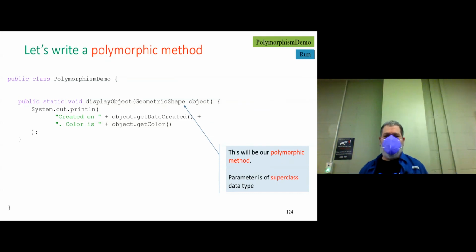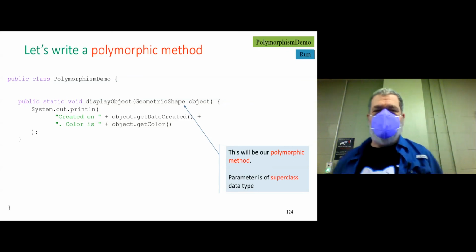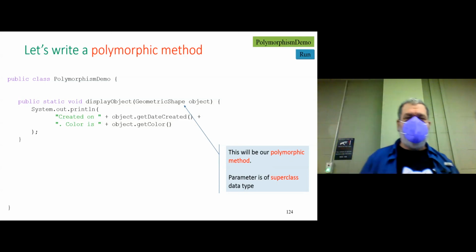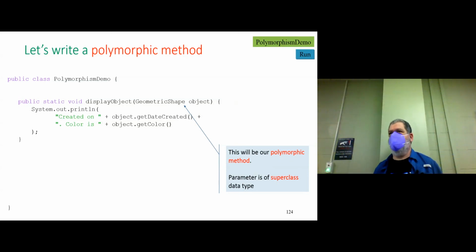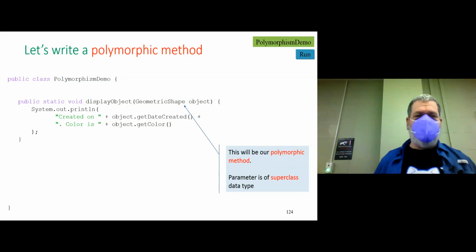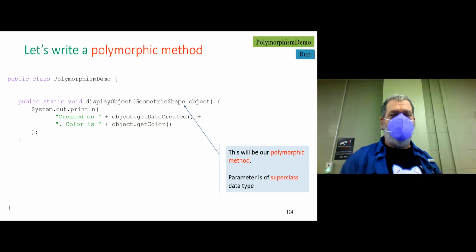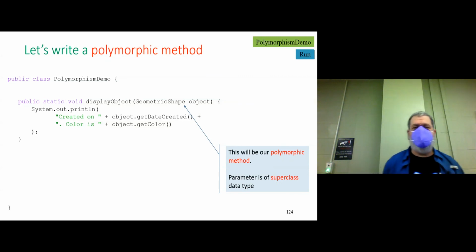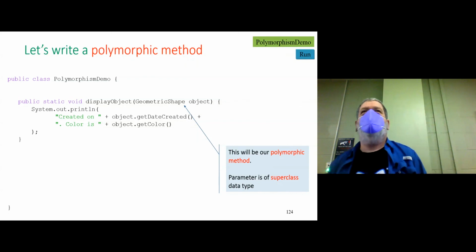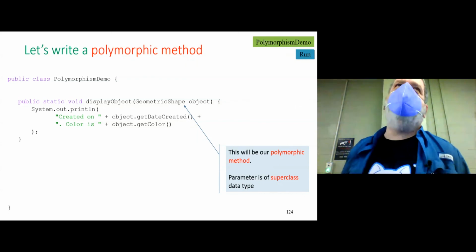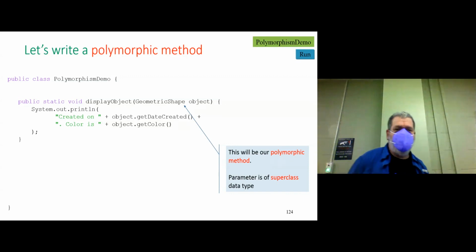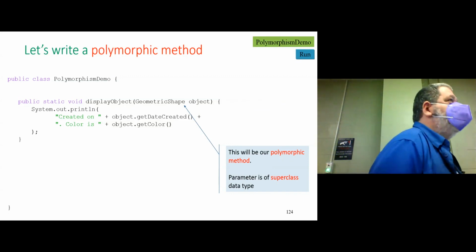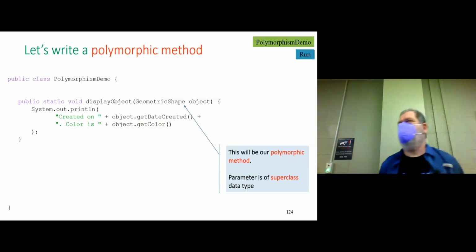All right. Inside of it, there's going to be a main somewhere, but more importantly, there is public static void displayObject, and it takes as parameter a geometric shape object. Okay, object is the name of the parameter, geometric shape is its data type. And inside of it, I do System.out.println, "This object was created on" object.getDateCreated. So I'm assuming that I have an accessor in that class geometric shape that gives me the date it was created at. And then the color is object.getColor. Again, I'm assuming I have an accessor in geometric shape that tells me the color.